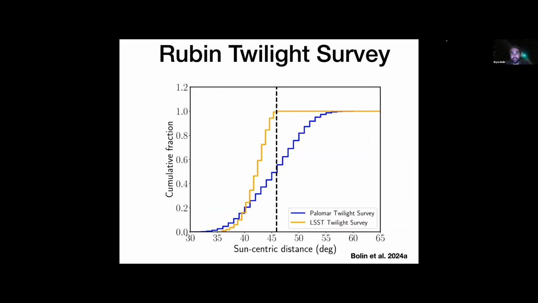So if I plot it compared to the ZTF twilight survey, which is in blue, this is a cumulative density distribution showing the sun-centric distance distribution of the ZTF twilight survey plotted in blue, where the x-axis is the sun-centric distance and the y-axis is the cumulative fraction. So for ZTF, roughly 50% of all pointings are within 45 degrees of the sun, whereas for the Rubin Observatory twilight survey, almost all of them are within 45 degrees of the sun, which is the maximum angular distance of where ALOs can be found on the sky.